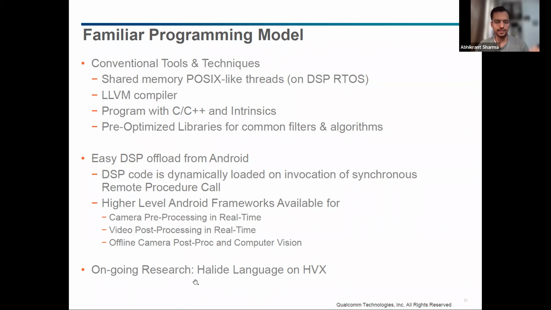Halide is developed by another company, but we have added support to ensure that Halide runs seamlessly on the HVX hardware. And we have a lot of customers who are using Halide for HVX to run their models on the DSP and to run their image processing applications on the DSP.